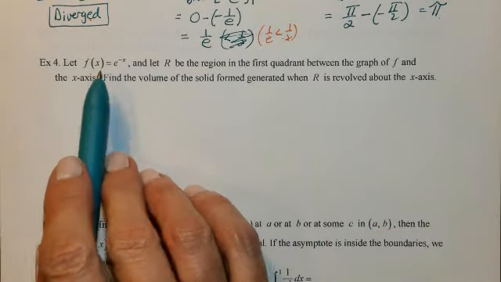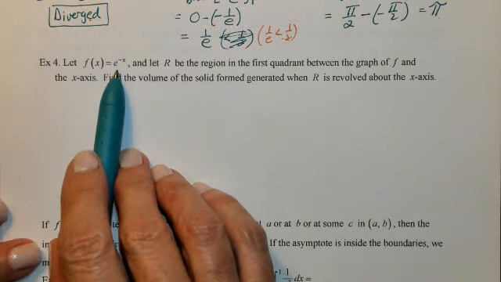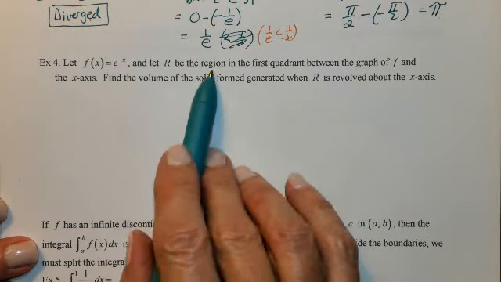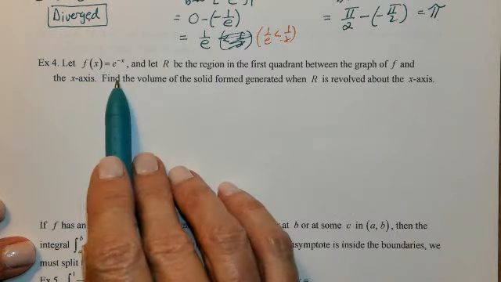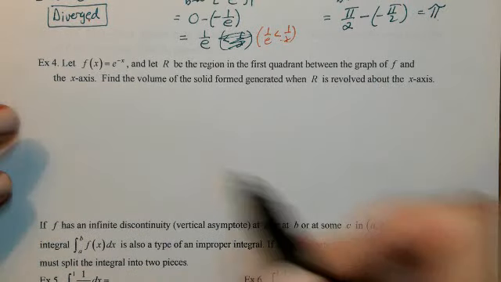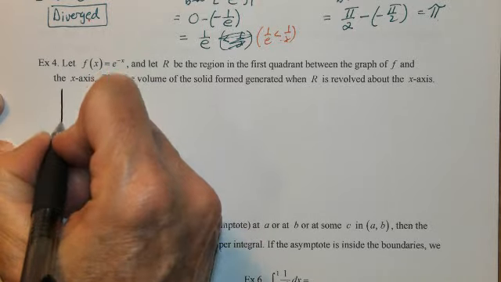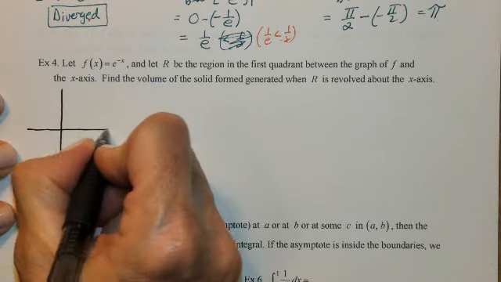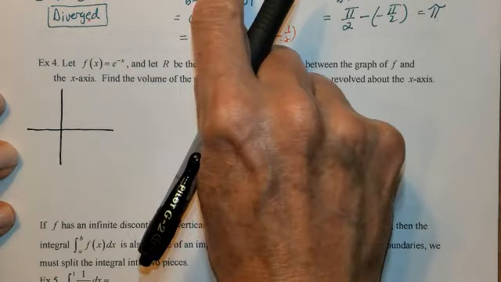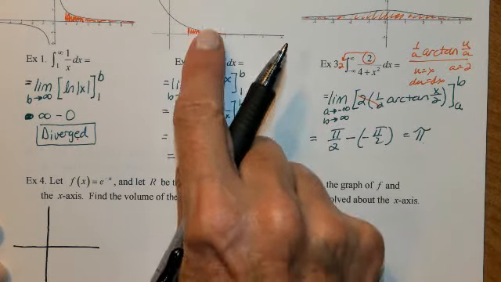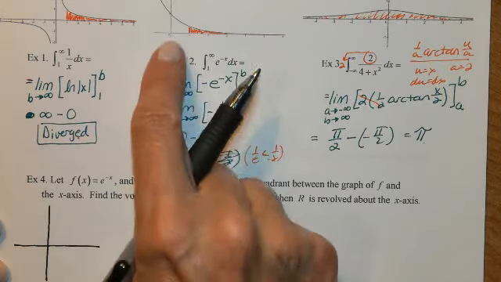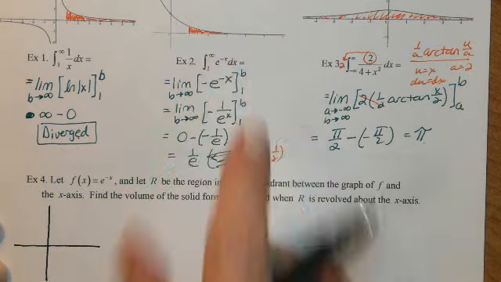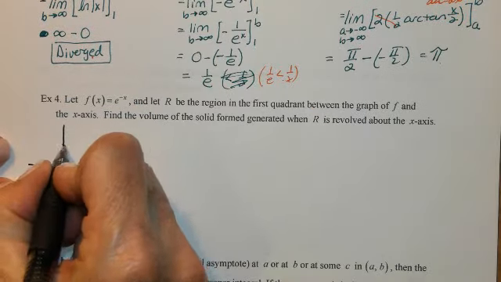Okay, next up, example 4. Let f of x be e to the negative x, and let R be the region in the first quadrant between the graph of f and the x-axis. I think we should graph this and see what's going on. E to the negative x, that was this curve up here. Okay? And we only want it to be in the first quadrant, so I'm going to just draw this piece. So it's something a little bit like that.